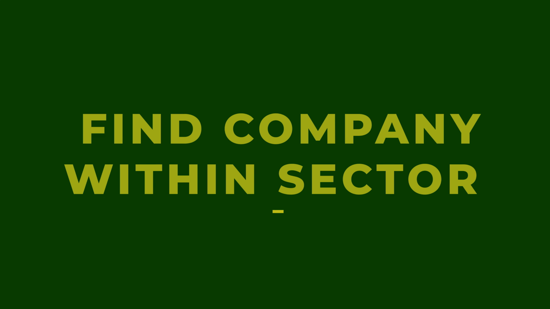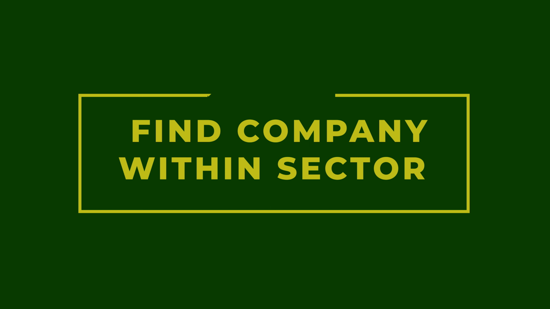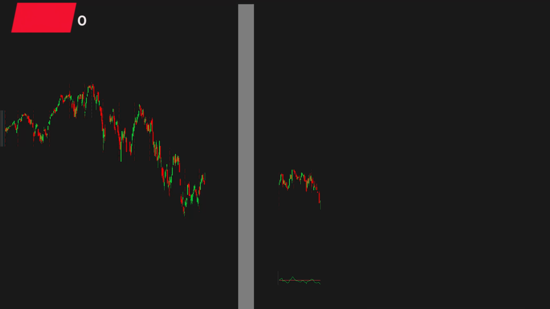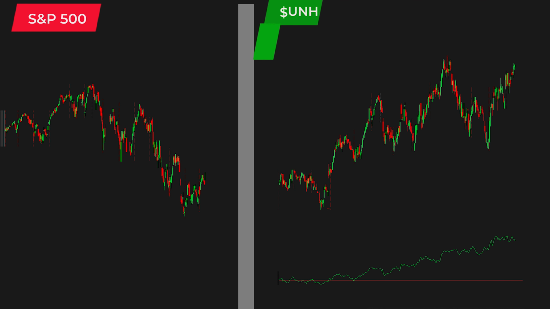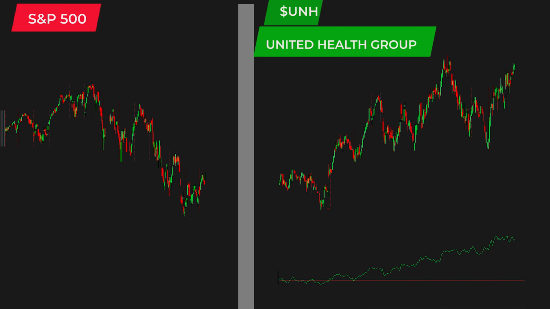The next step is to find a company within the healthcare sector that is performing well. On the right is United Health Group, the company with the largest market cap in the healthcare sector. It is in a strong uptrend, while the overall market is in a strong downtrend. Not only is United Health Group outperforming the overall market, it is also outperforming the healthcare sector. From a technical standpoint, United Health Group would be a good candidate for a long-term investment.